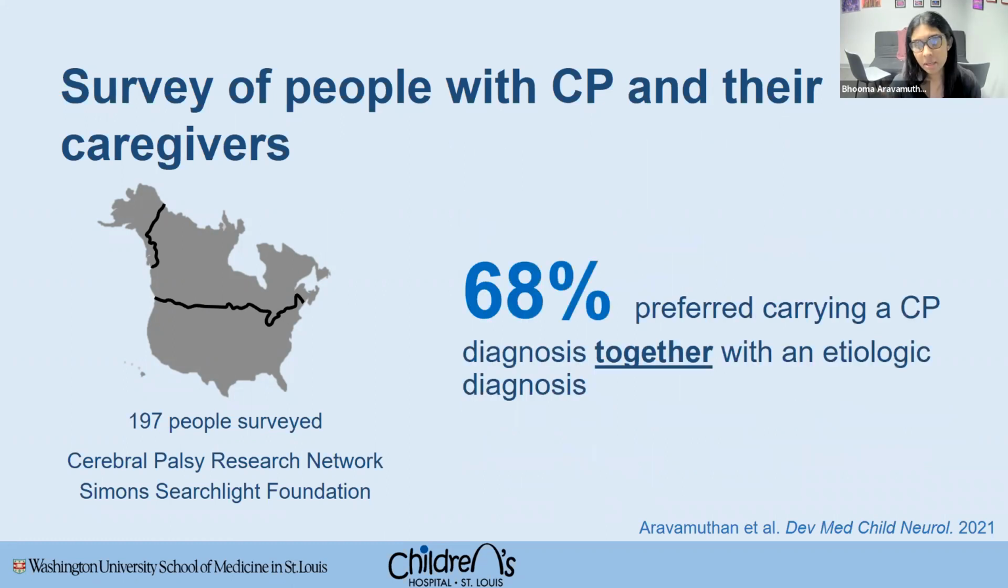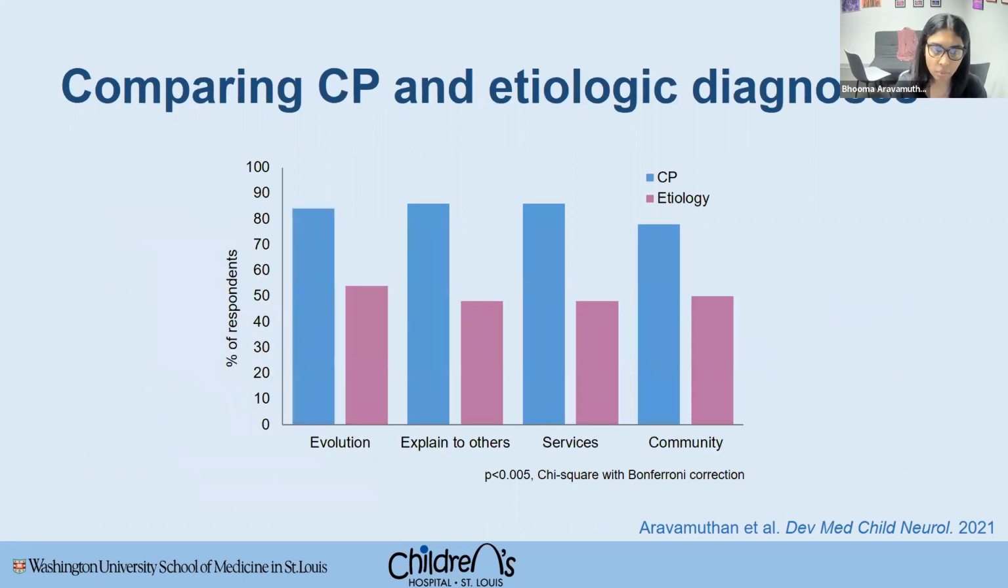And the majority preferred carrying a CP diagnosis together with an etiologic diagnosis. So negating the viewpoint that one diagnosis should supersede another. When we asked people what a CP diagnosis might provide them versus what an etiologic diagnosis, like a genetic diagnosis, might provide them, people noted that a CP diagnosis better provided them an understanding of the evolution of their symptoms, the ability to explain their symptoms or their child's symptoms to others, access to services, and access to a community of people with shared experiences.